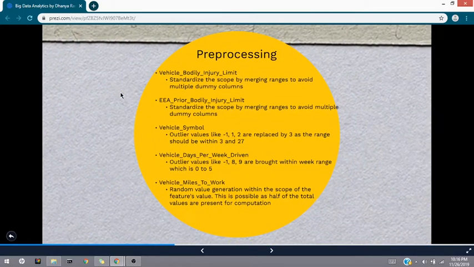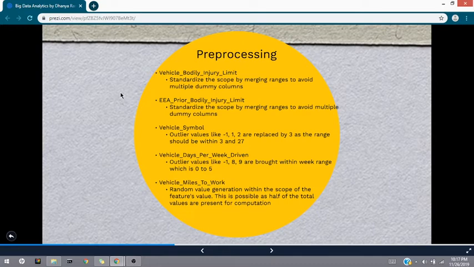We removed outliers in the vehicle bodily injury limit column and merged the ranges. We also merged the ranges for EEA prior bodily injury limit to avoid multiple dummy columns of encoding. For vehicle symbol, according to the business, the range is between 3 to 27. As we can see, there are also values like -1, 1, 2, which are less than 3. These values we replaced with 3.